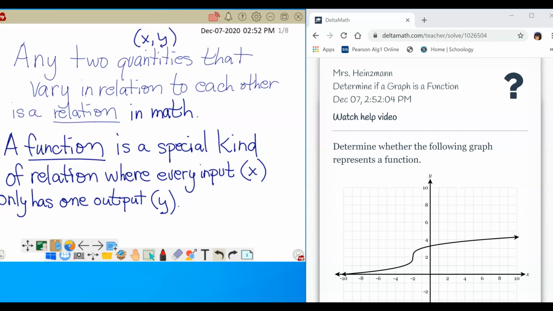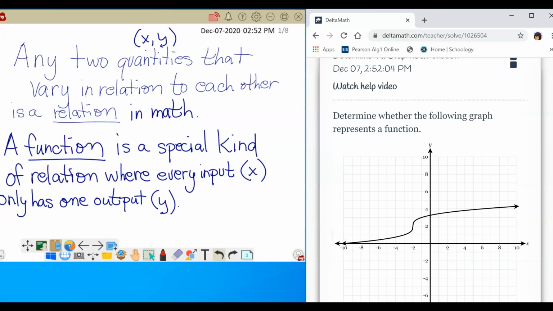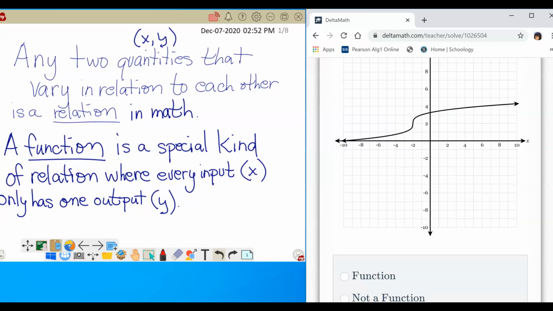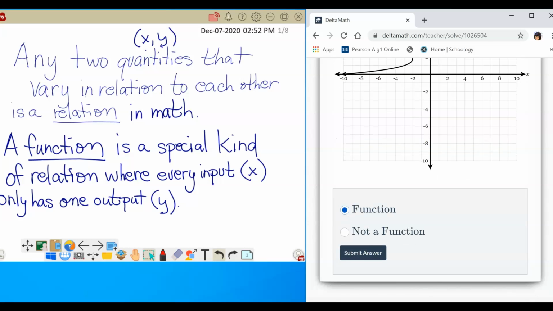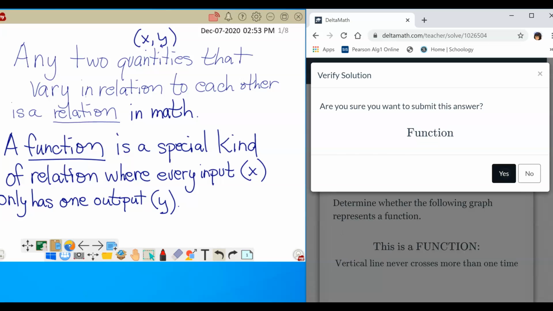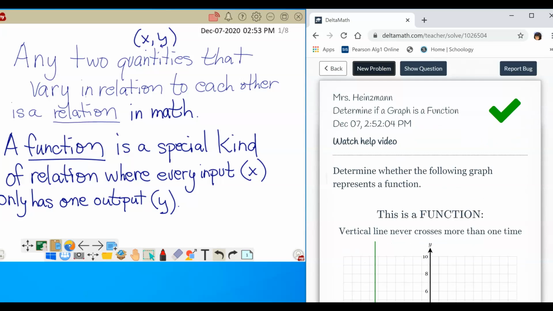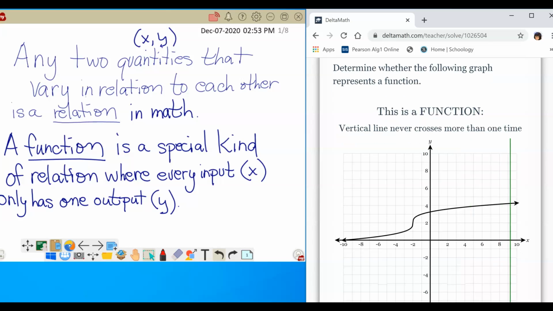Let's take a look at this graph. As a matter of fact, this is a cube root graph, all right? And it might look a little tricky, but once again, I would say that this relation is a function. There's only one output for every input. Do not mind the bell. So let's press function and check our answer. Yes, we are right.